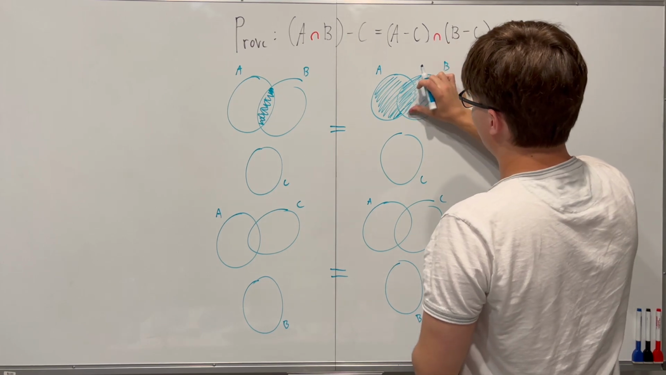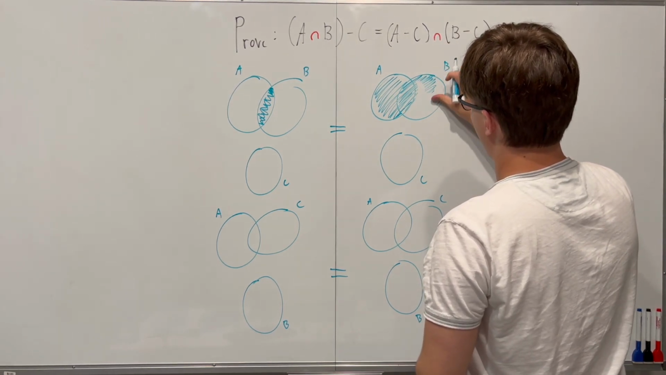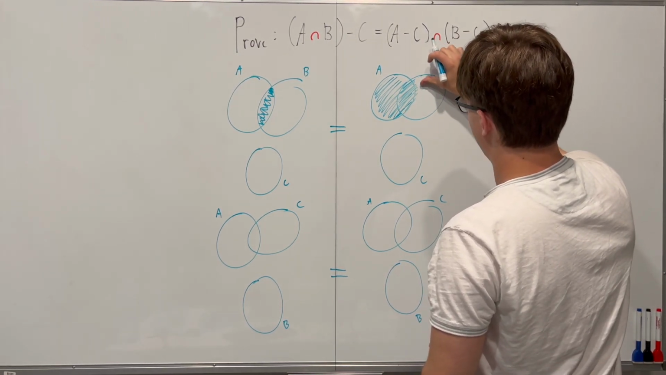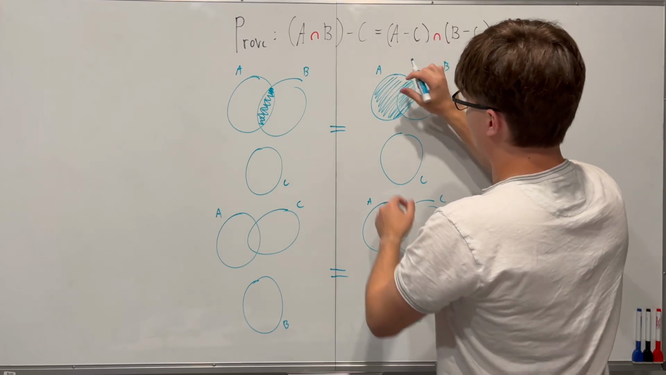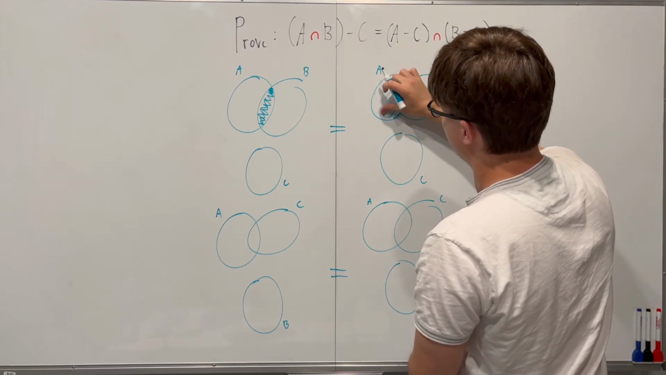Well, it means we don't want to look at this area because this area doesn't have any part of A and B. And similarly, on the left-hand side, we want to erase this part because no part of this has B in A.